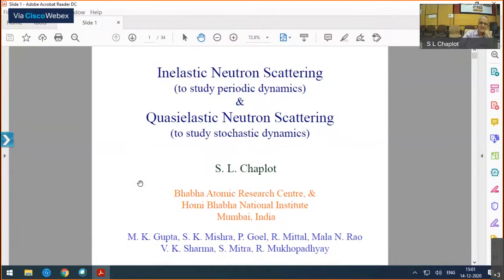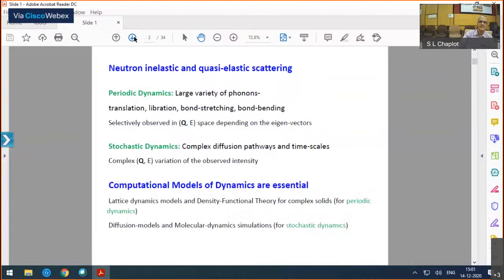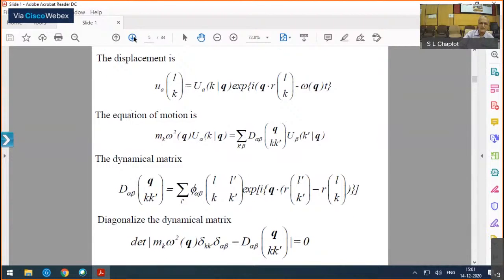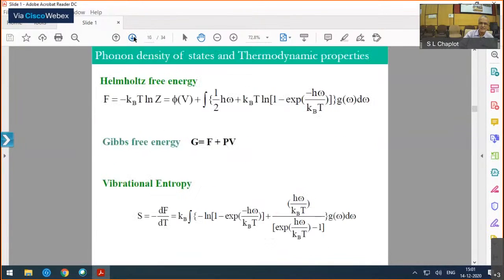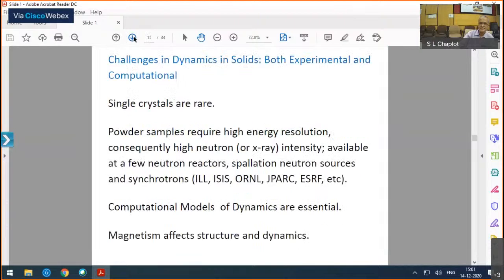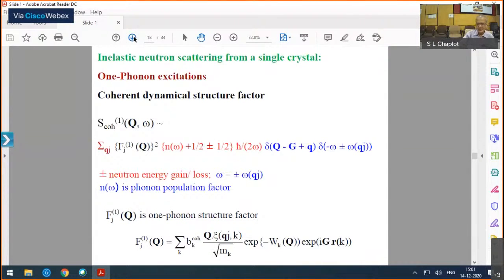We have been talking about the inelastic neutron scattering measurement to study the phonon excitations. Okay, I'd like to clear some of the issues that we did not discuss in the resolution.